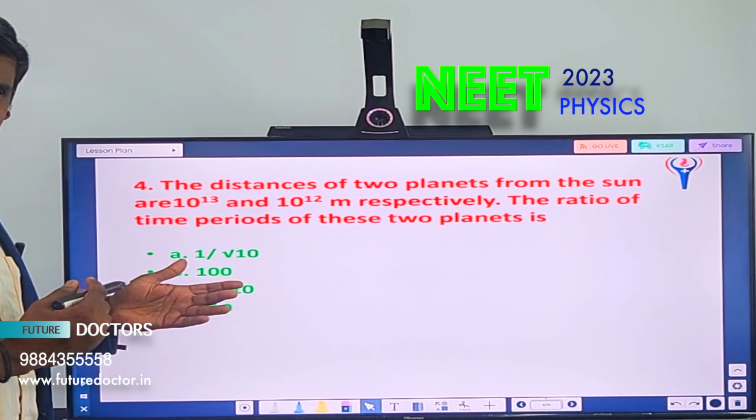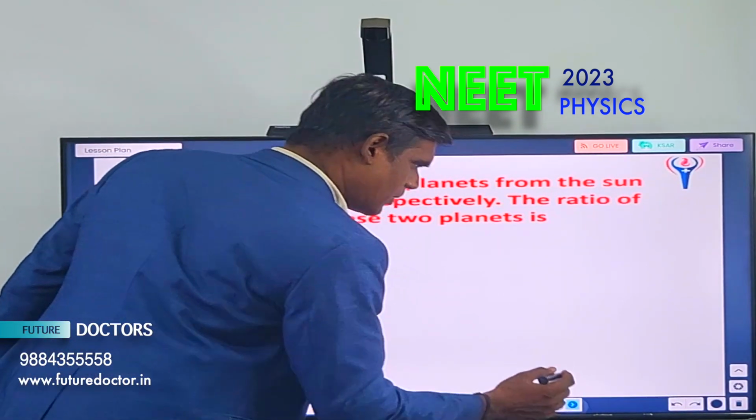That is Kepler's third law. Applying that law only, you can solve this question. Let's move to question number 5.